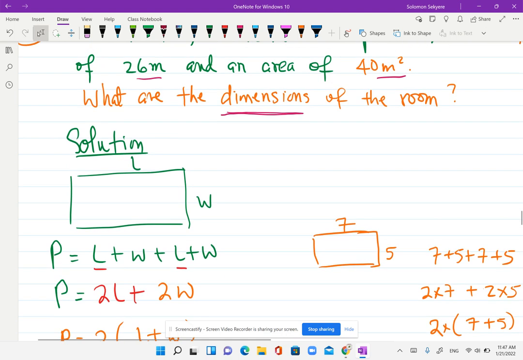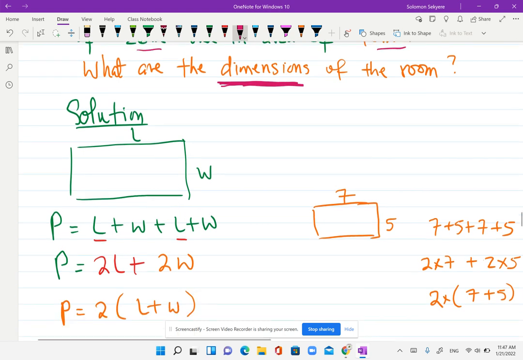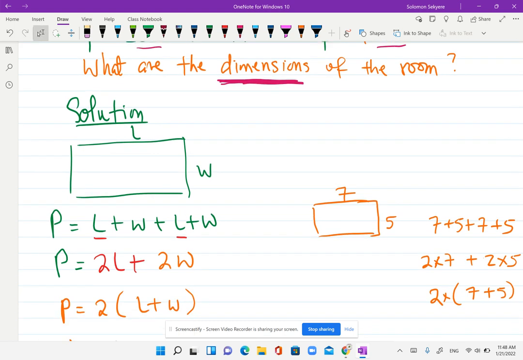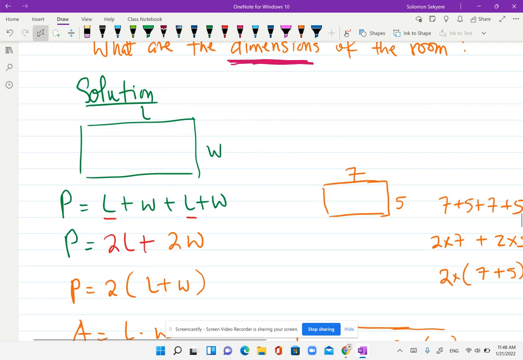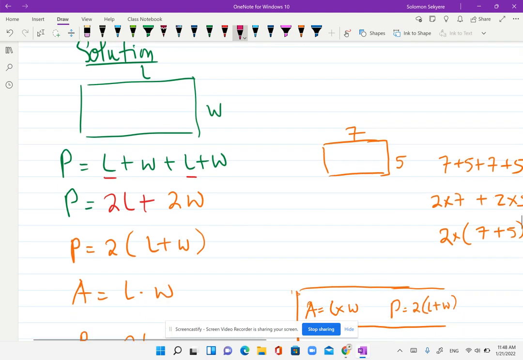Okay, solution. Go to the final part of the question like I tell you to do. What are the dimensions? So work from there, okay? Draw a picture of it. So you draw a rectangle, length, width, label it. This means you've been asked to find the length and the width. Okay, we've been given perimeter and area. Perimeter is what? We add the length, and then we add the width, and then we add the length again, and then we add the width again.